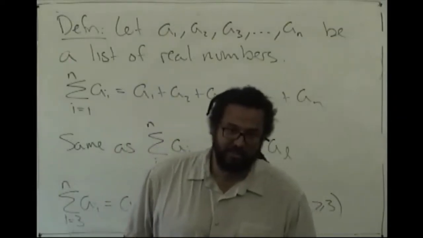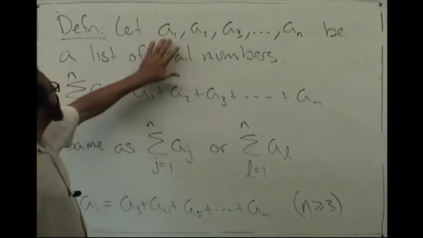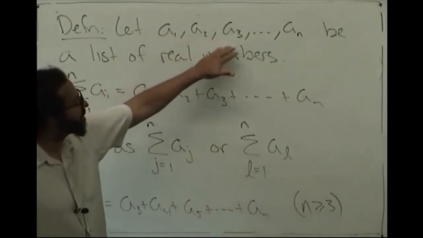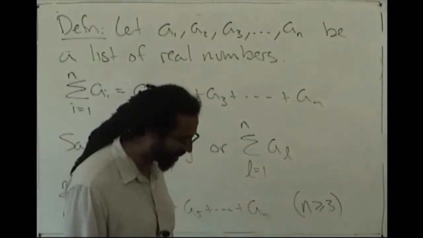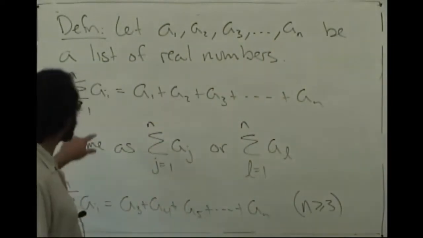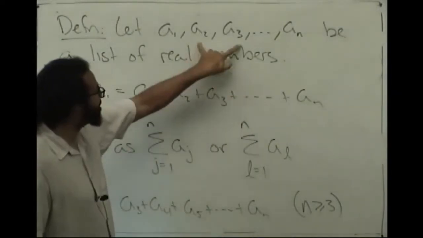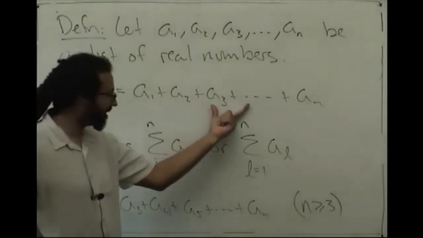All right, so let's introduce this summation notation. Let A sub 1, A sub 2, A sub 3, and so on up to A sub n be any list of real numbers, some ordered list. This notation, the sum of the A sub i starting at 1 and stopping at n, just means to add all of these numbers up. So this is just a shorthand notation for this.